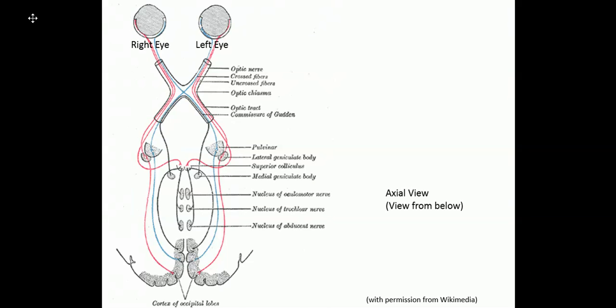That same neuron, or its axon, moves back all the way through what's called the optic tract to the lateral geniculate body, which is a part of the thalamus that's dedicated to vision. There it synapses onto a new neuron. That second neuron now runs back to the occipital cortex through what are called the optic radiations.